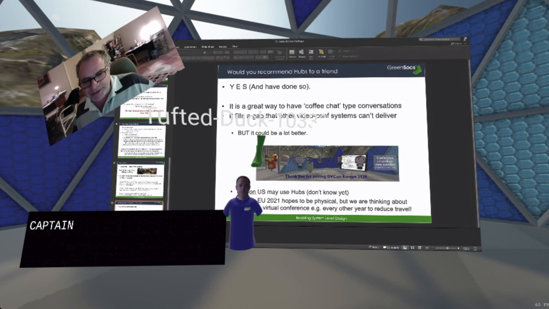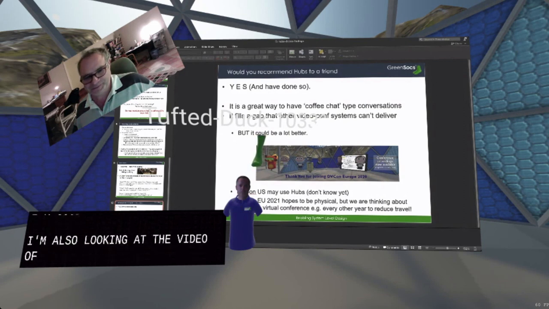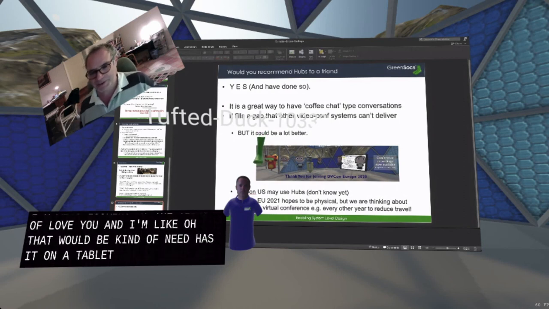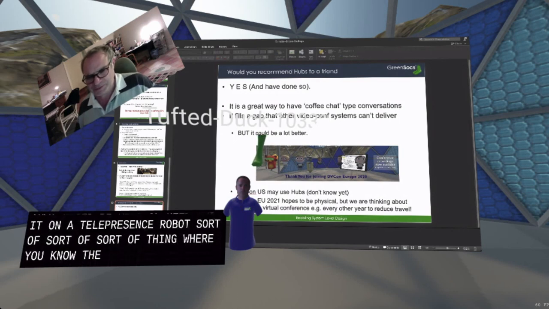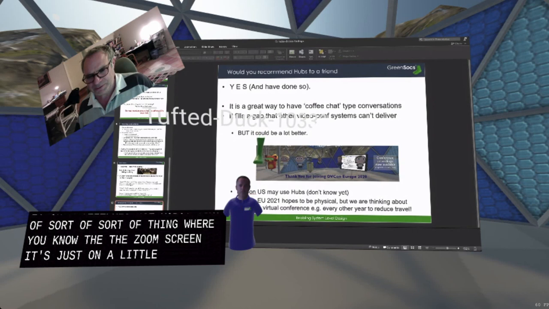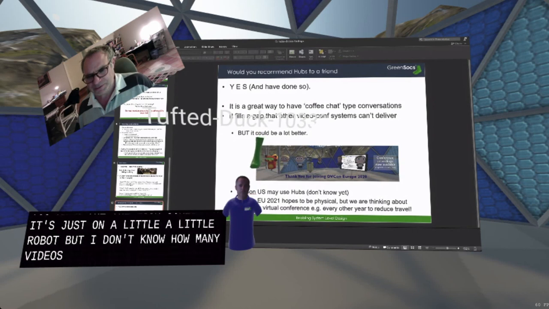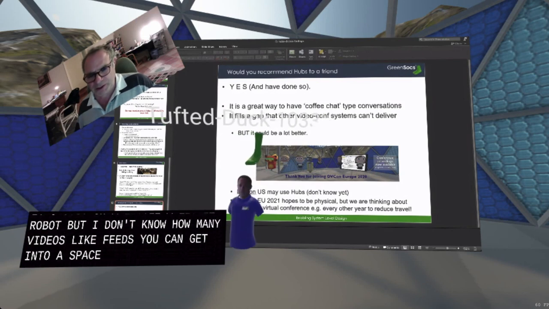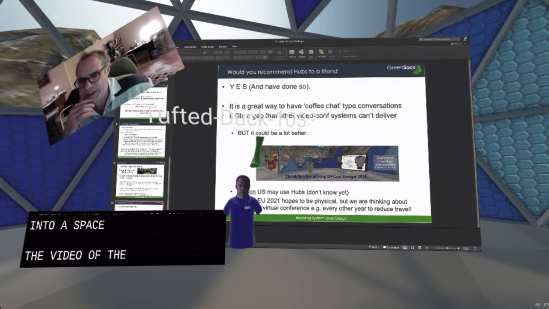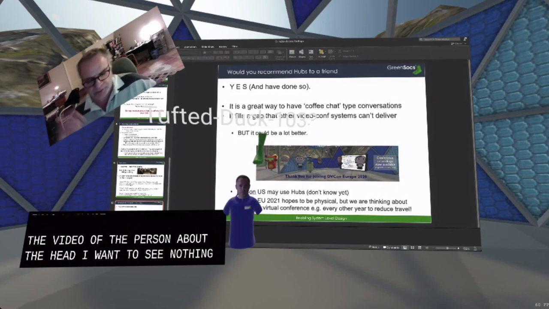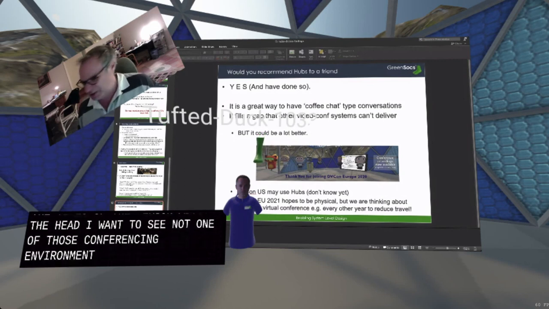Borrel.app. Borrel. I'm going to look that up. I'm also looking at the video of you, and I'm like, oh, that would be kind of neat. Is it on a telepresence robot? Where the Zoom screen is just on a little robot, but I don't know how many video feeds you can get into a space. Yeah, now I've seen people suggesting that you float the video of the person above the head. I've seen that in one of those conferencing environments. I thought it looked pretty horrible, and I just thought, that's a cop-out. Why can't we do it properly?